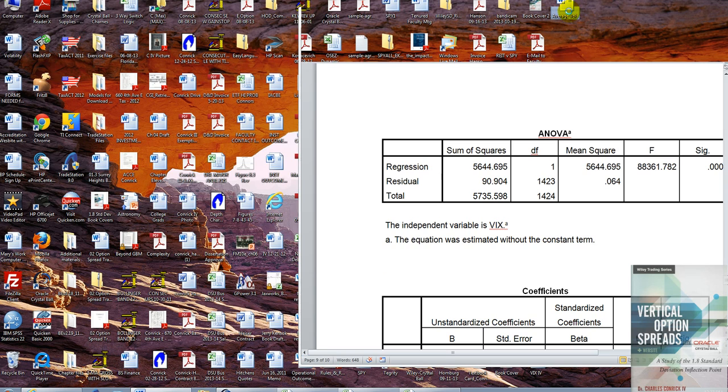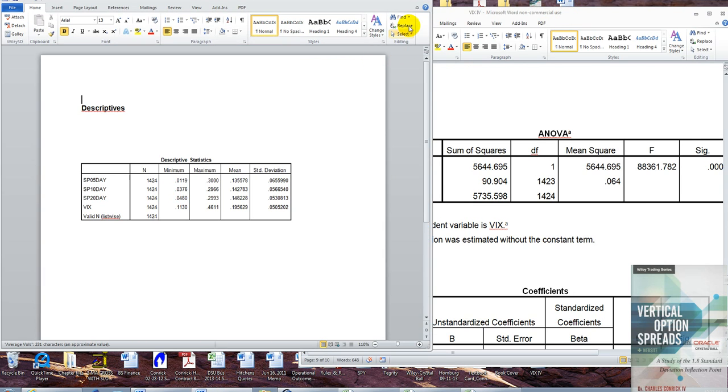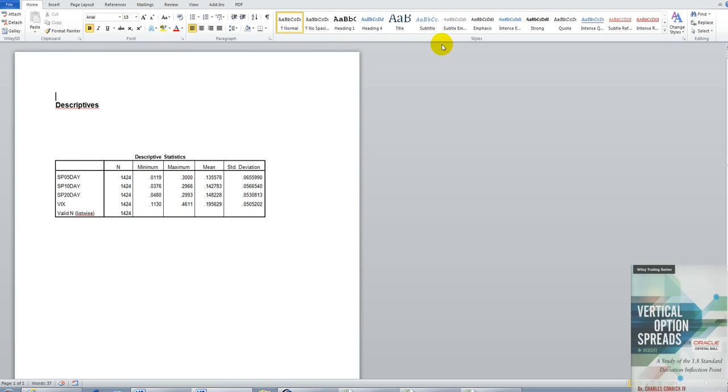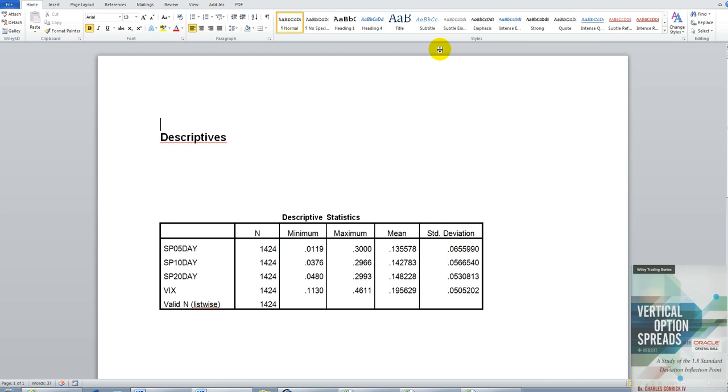I'm trying to open up another chart. These are the means. I wanted to point them out to you. Let me just show it to you.